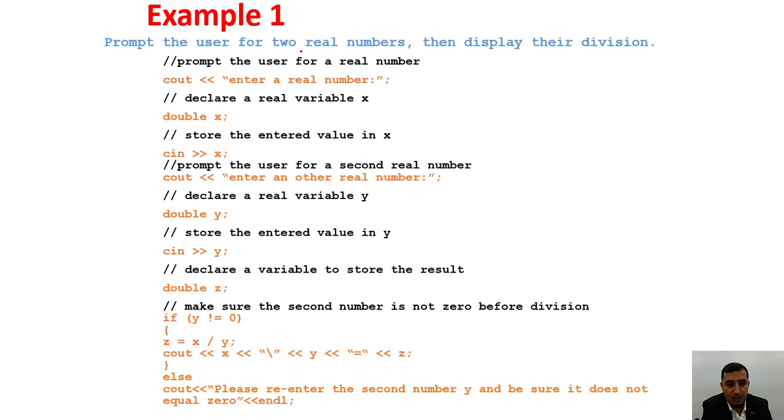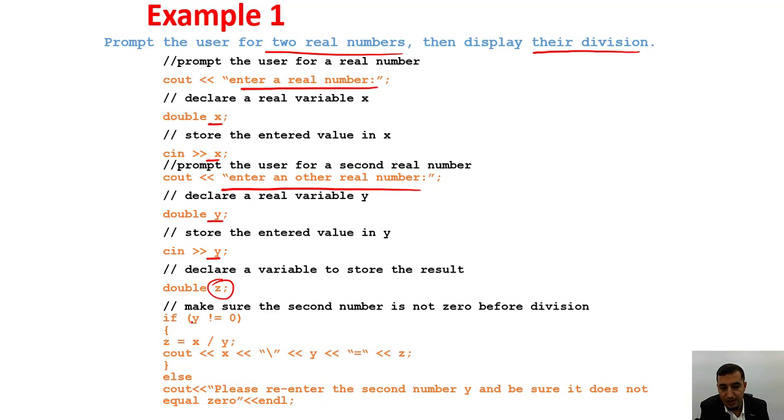Now, this is an example. We ask the user to enter two real numbers, then display their division. Remember, we cannot divide by 0. So we ask the user to enter a real number, x, cin x. Enter a second real number, y, cin y. Then we find the result, which is z.